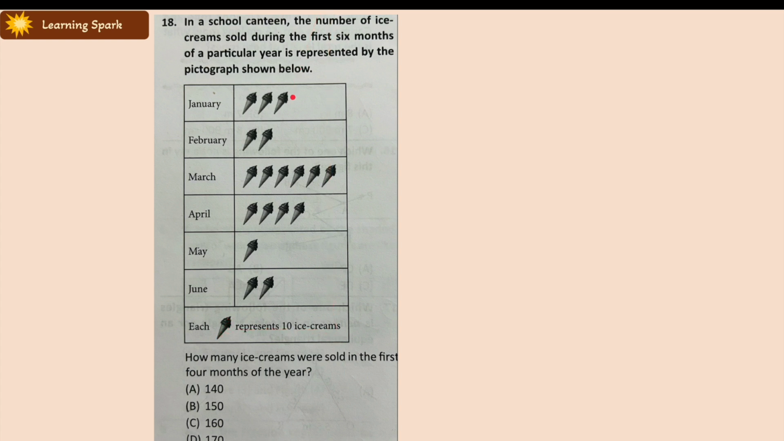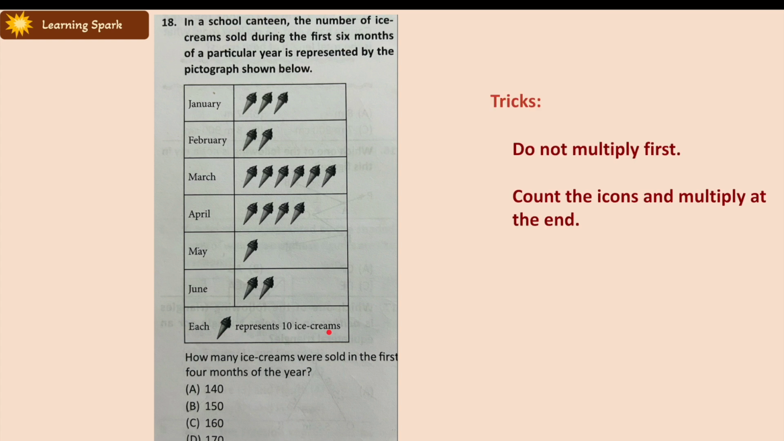But we will not multiply them at first. Okay, we will first add everything together, and then we will multiply. So this is a trick you should remember. Do not multiply first, do not multiply with everything. First count the icons together and multiply at the end. Okay, so let's do this.